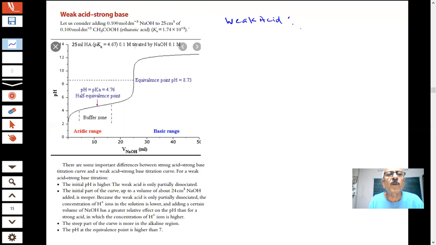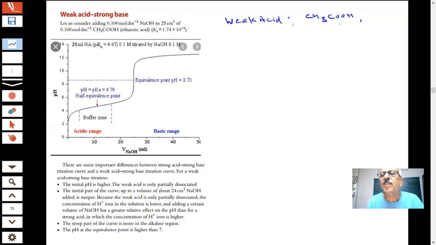Can you give me an example of a weak acid, students? What is a weak acid? Organic acids are weak acids. Here we are using CH3COOH. This is a weak acid. What do you call it? It's ethanoic acid.